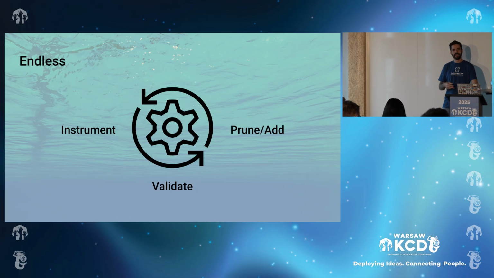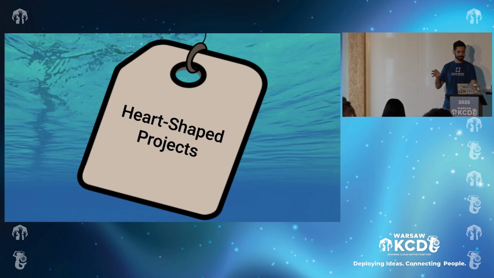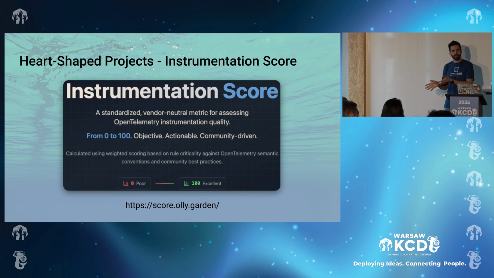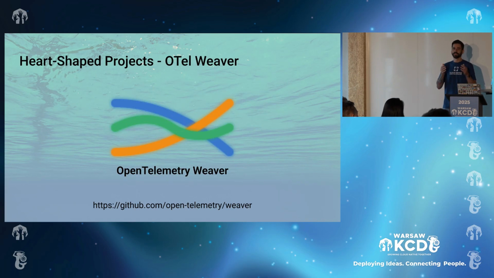And to help with that, I have two heart-shaped projects that I want to share. One is the Instrumentation Score. This is a project that introduces a calculation formula to your telemetry. It is still a new project. Let's see how that evolves. Hopefully one day it merges into the OpenTelemetry spec itself. And another one that I want to actually spend more time on is OpenTelemetry Weaver. It's also another tool that the OpenTelemetry project provides. With Weaver, we can validate, define, and evolve the telemetry that we produce.